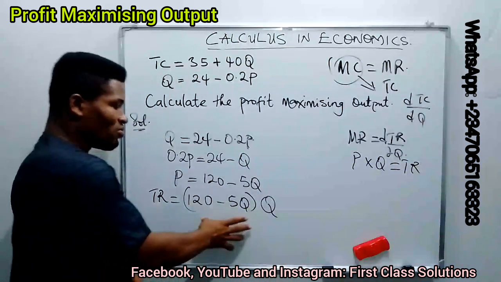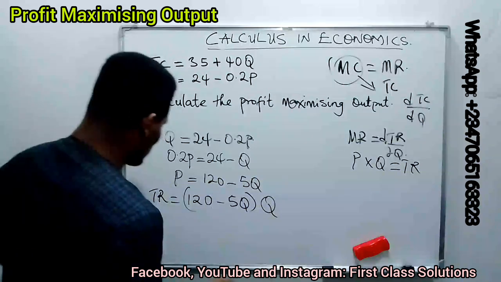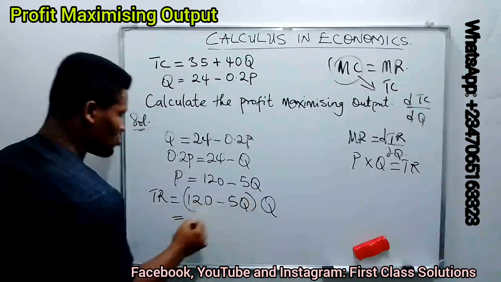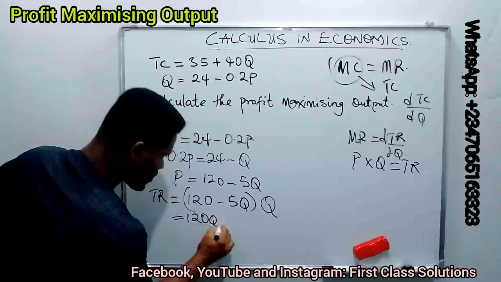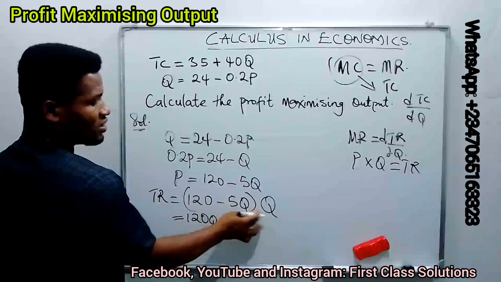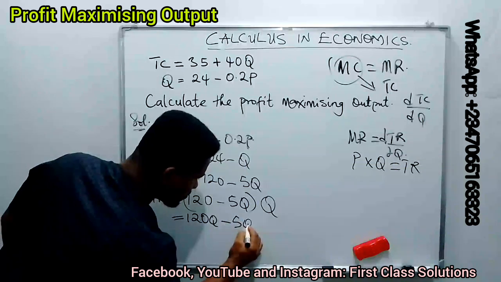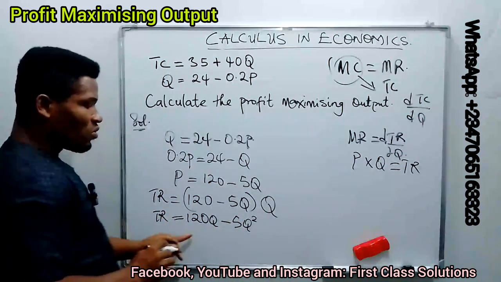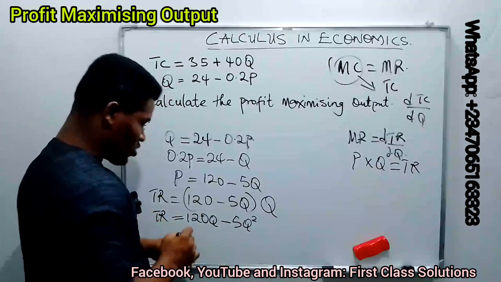So that is exactly what we did here. If you want to multiply out to get the actual TR function, we have 120 by Q, we have 120Q, minus 5Q times Q, we have 5Q squared. Then that means our total revenue function is 120Q minus 5Q squared.